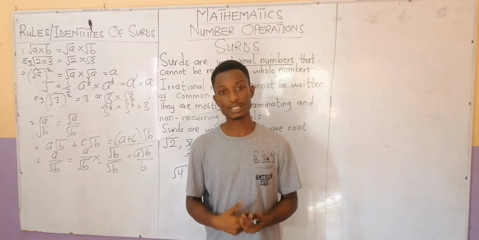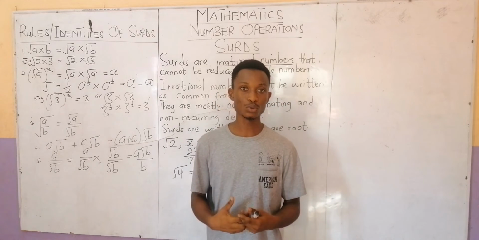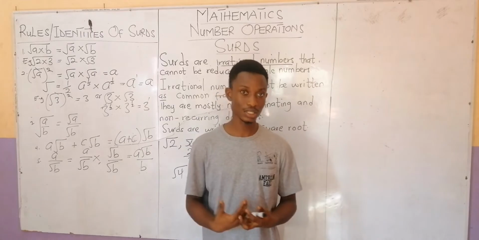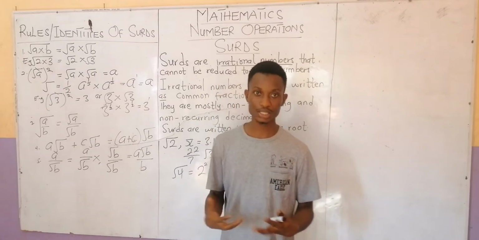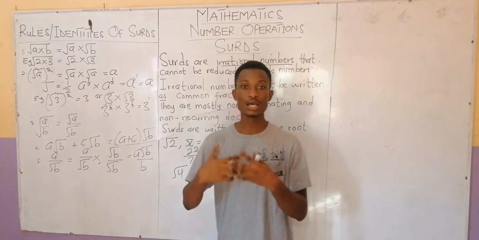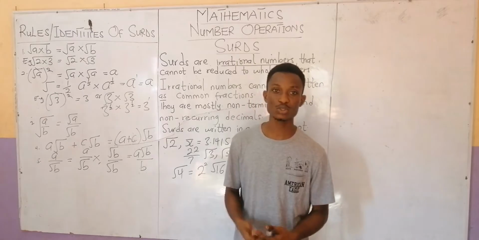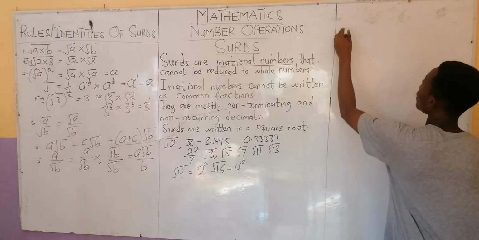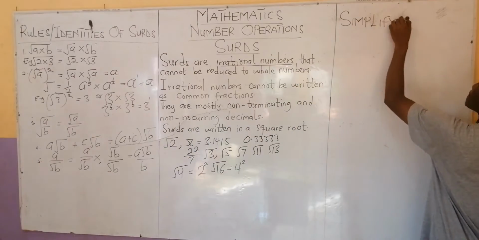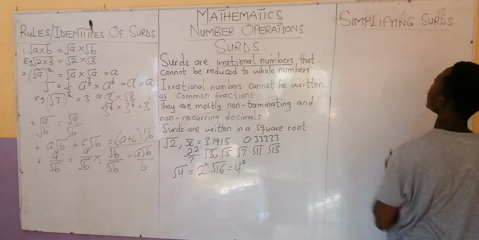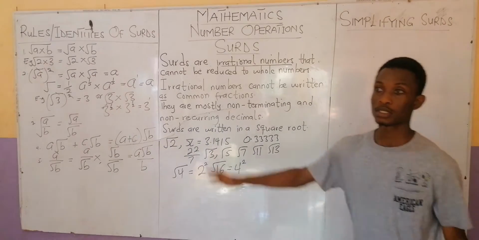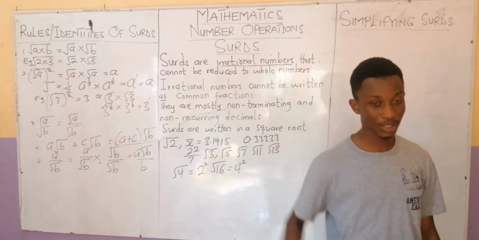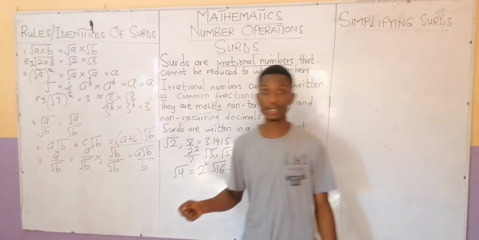Now let's solve some examples, and that will be the last section of today's lesson. Let's solve some word examples. We are going to look at how to simplify surds. So simplifying surds.